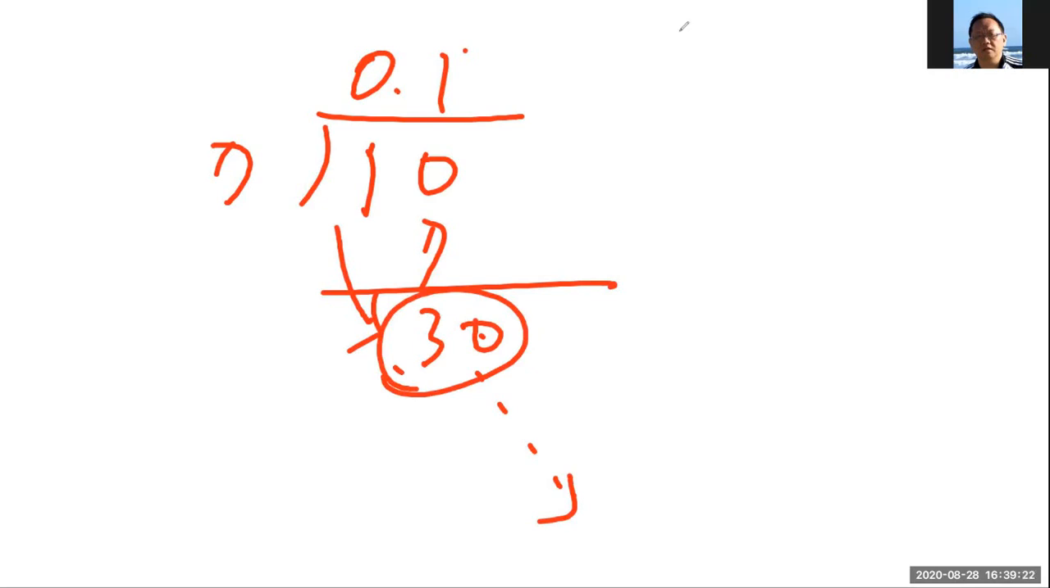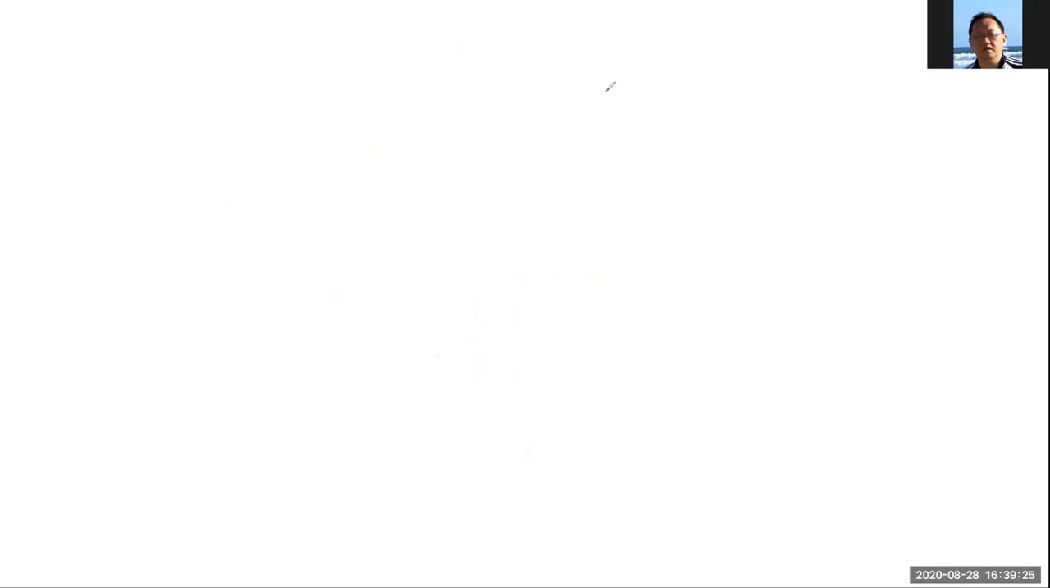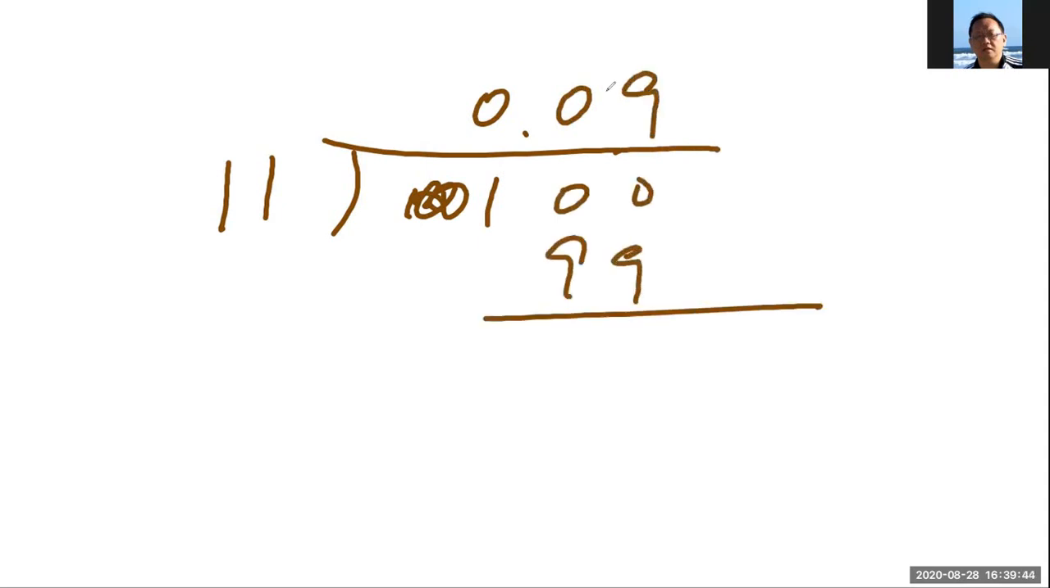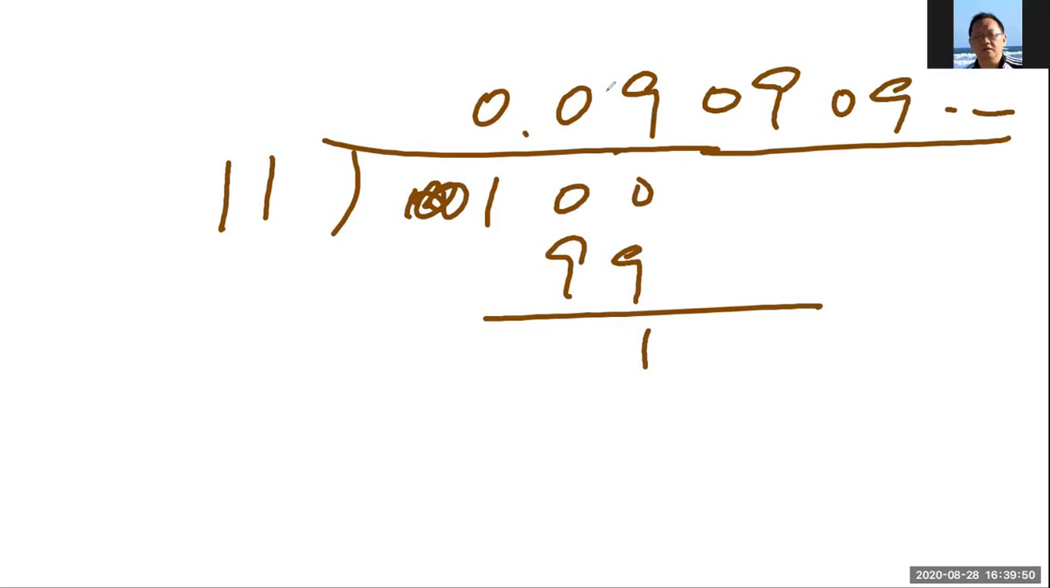So here, let's try 1 divided by 11. So you'll have 0.0, then it becomes 100, and then here we have 99, remainder 1, right? So it will become something like this. You will repeat something like this. Is it okay?